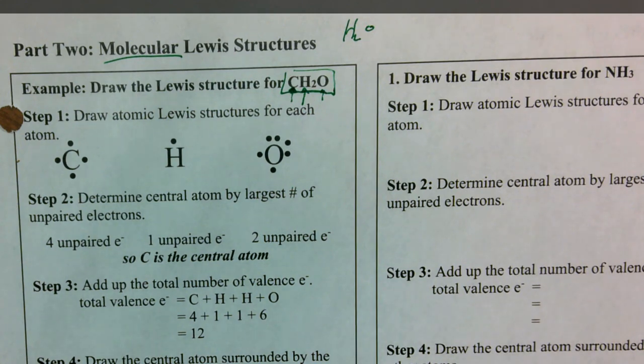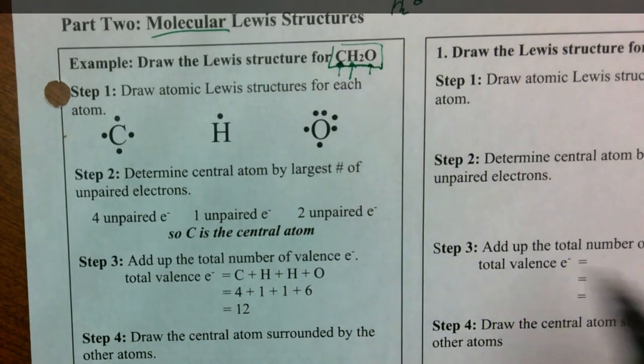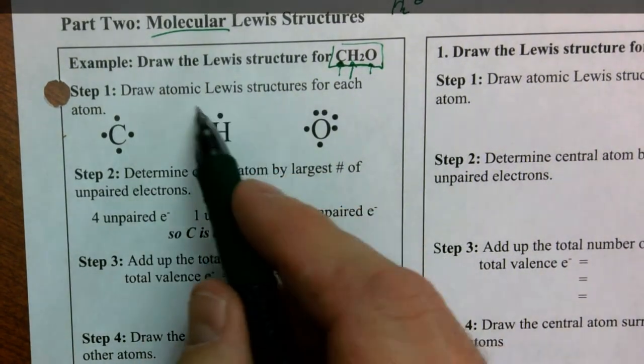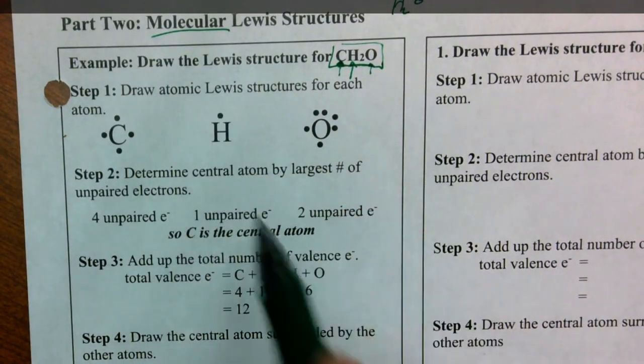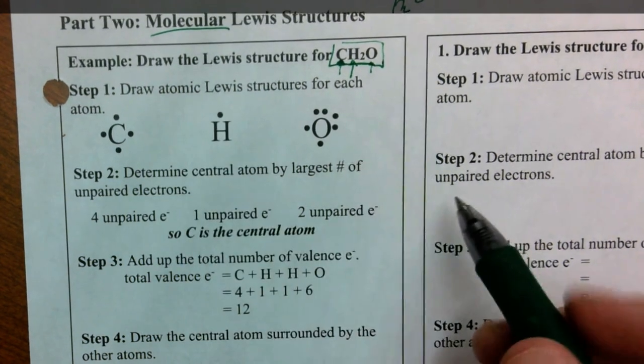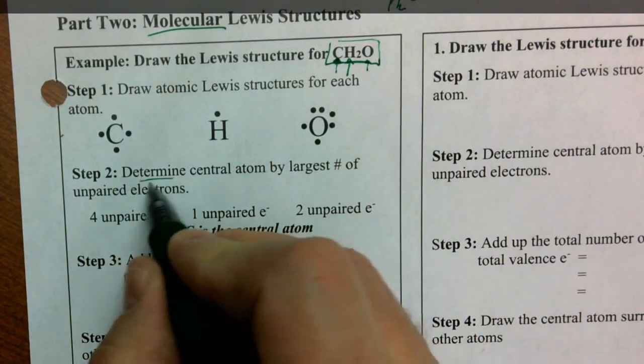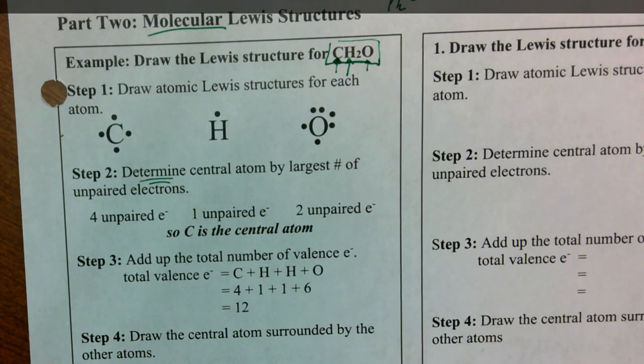So in order to draw this Lewis structure, there are several steps, as you can see, that we're going to go through. The first thing that we're going to do is practice what we just did previously, and that's draw the atomic Lewis structures. The reason we're doing that is to determine the central atom, and that's the atom that all of the other atoms are bonded to, kind of like the hub of a bicycle wheel.